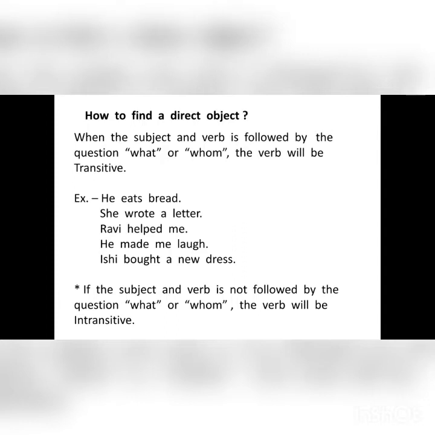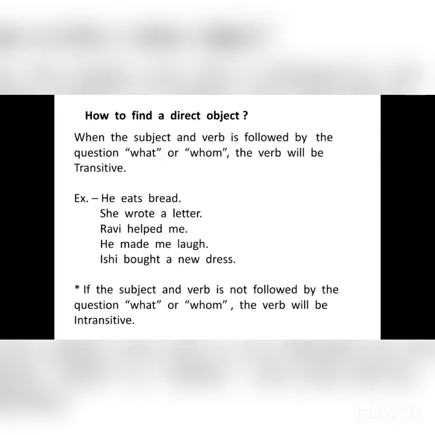The first example is, he eats bread. He here is the subject, eats here is the verb, and bread here is the object. Now, how do we know eat is a transitive or intransitive verb? For that, we need to find the direct object in the given sentence. So, when the subject and verb are followed by the question what or whom, the verb will be transitive. Like, what does he eat?